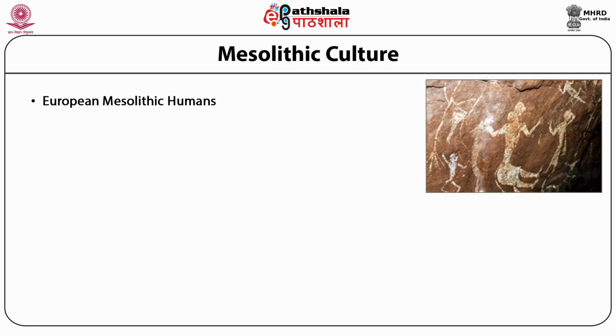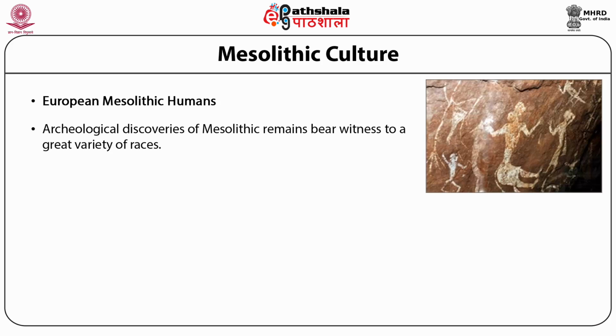European Mesolithic humans. Archaeological discoveries of Mesolithic remains bear witness to a great variety of races. These include Azilian Offnet men, several later types of Cro-Magnon man, types of brachycephalic human, and types of dolichocephalic human.